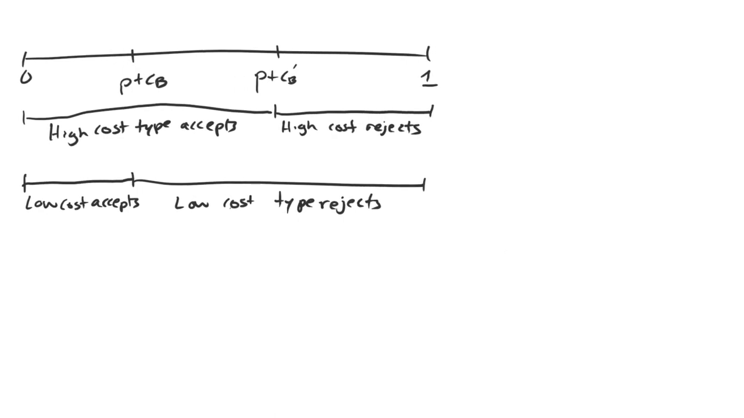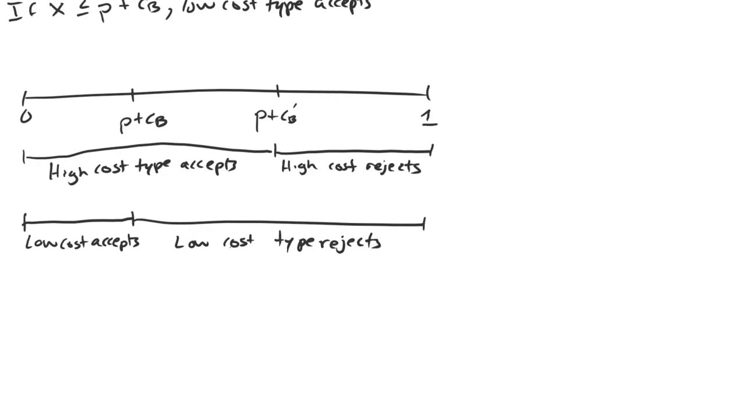All right, well, think about three different sets of possible offers. If A demands some quantity to the left of P plus CB, then both types accept. If A demands a quantity to the right of P plus CB prime, then both types reject. And in the middle, if A demands an amount between P plus CB and P plus CB prime, here just the high cost type is going to accept, the low cost type is going to reject. All right, well, let's calculate what the utility is for each of these regions and see if we can figure out what demand A makes that maximizes A's payoff. And just like always, we're going to assume that a type accepts when indifferent. So for example, if A were to demand exactly P plus CB, then the low cost type is indifferent between accepting and rejecting. We're going to assume it accepts with probability one, just like we always do.